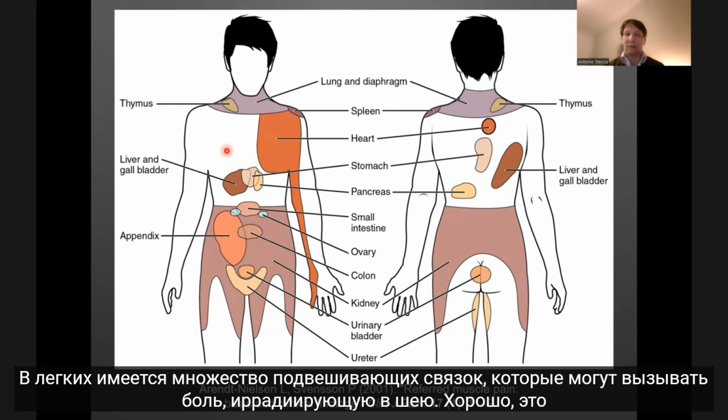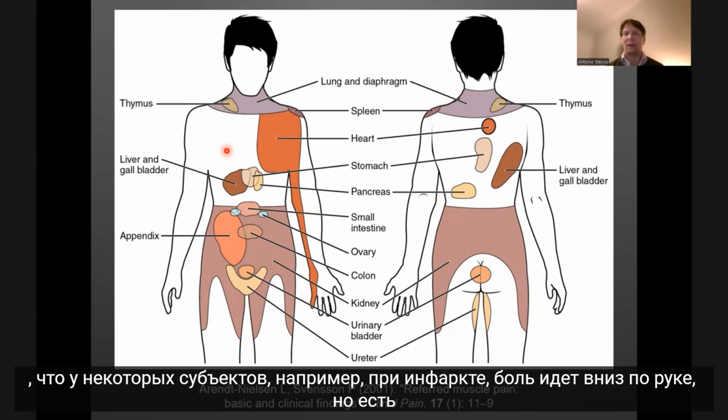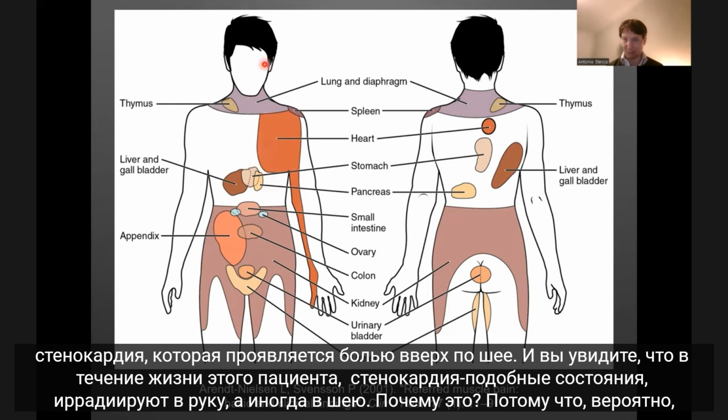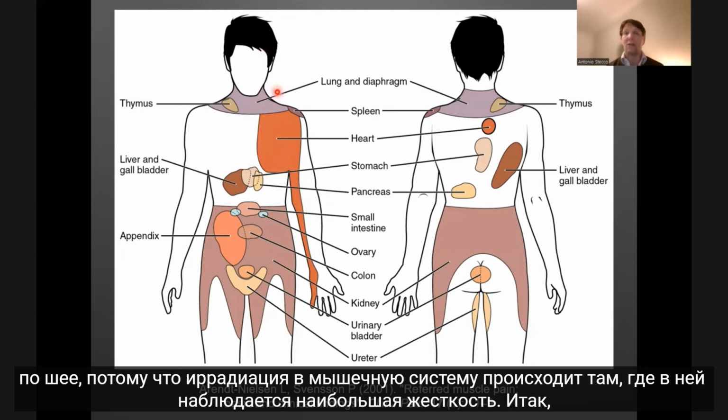So this representation will be different, not just between authors, but also between subjects, because you will see that some subjects, for instance, don't have a heart attack that goes down to the arm, but a heart attack that goes up to the neck. And you will see that sometimes during the life of this patient, angina pectoris is sometimes in the arm, sometimes in the neck. Why is that? Because probably, maybe after whiplash, instead of having the typical angina pectoris go down to the arm, it goes up to the neck. Because the radiation in the musculoskeletal system occurs where there is more stiffness.